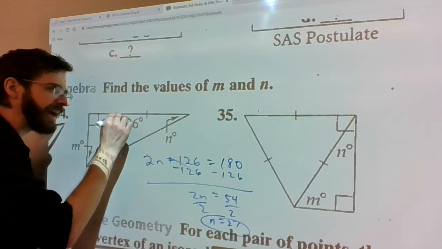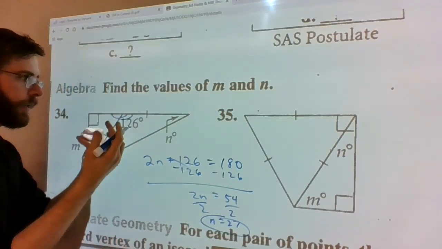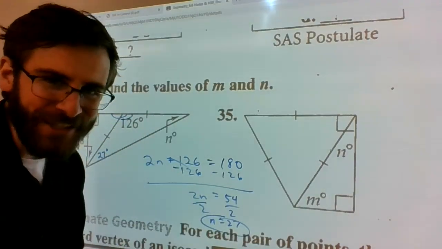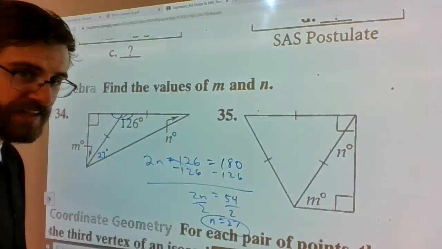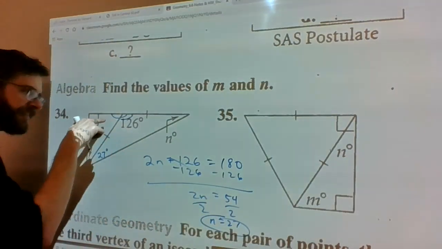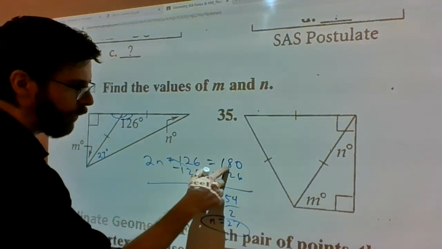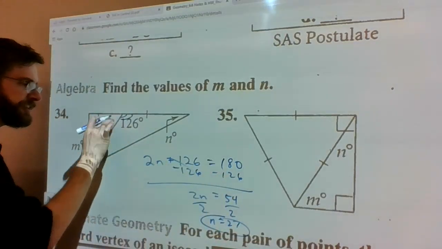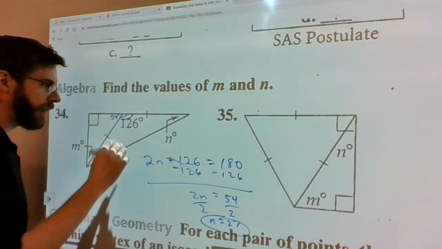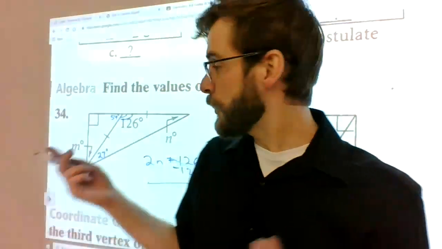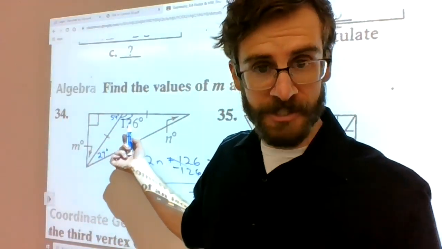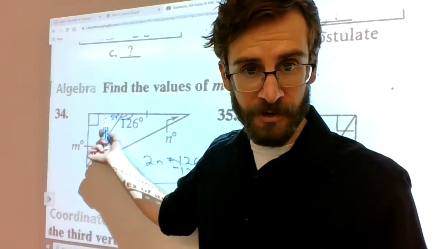We now have that this is 27 degrees, and these two have to add up to 180. So take 180 minus 126. And that gives you this degree measure here. 180 minus 126 is 54 degrees. I'm just using the fact that these two angles have to be supplementary. They have to add up to 180 degrees.